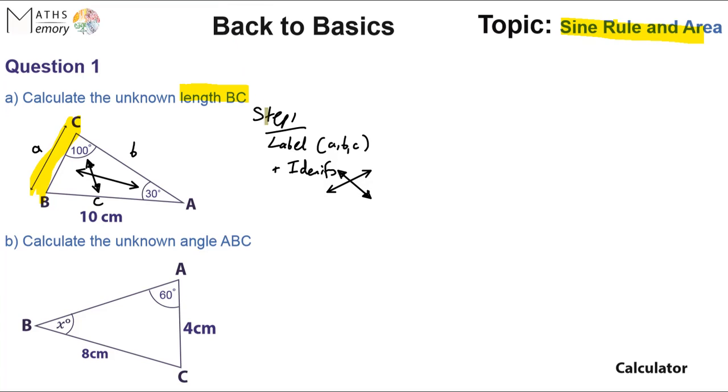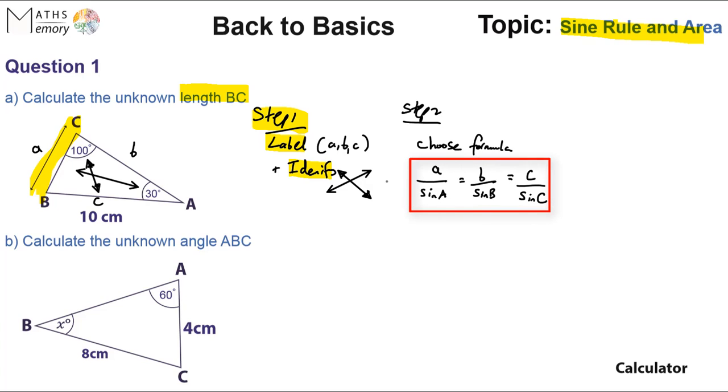Okay, so step 2 is now to choose what formula to use. Label, identify. Let's do it over here. So step 2, do we want to find the length or do we want to find the angle? So let's choose our formula we want to use. Now in this case, if it's the length, this is what you have to memorize. This won't be given in the formula sheet. It's a over sine big A equals b over sine big B equals c over sine big C. This is for the length, by the way, because we find the length over here. Now we've got C and A.